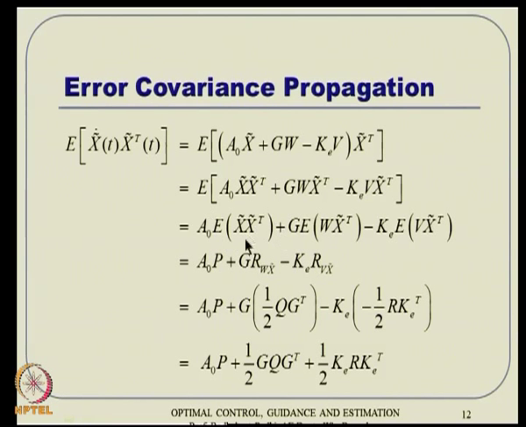Then this by definition is simply p. So, what it turns out to be, this one is nothing but n naught p plus this quantity which we derived to be g times this quantity, and this quantity has been derived like this, minus k times r v x tilde, and r v x tilde derived something like this. So, if you expand that, it turns out to be n naught p plus half g q g transpose plus this, minus minus becomes half of k e r k e transpose basically.